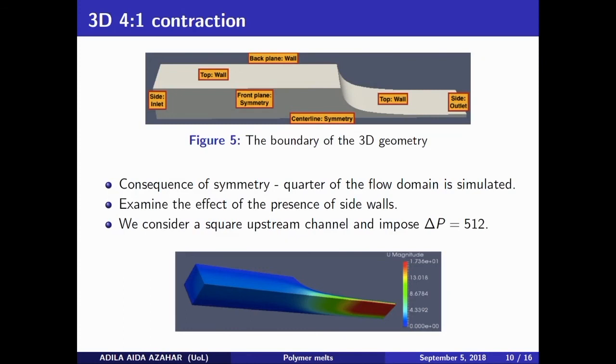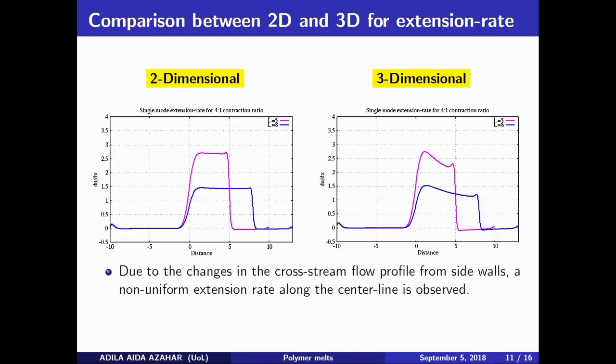For the 3-dimensional case one, we consider our channel to be square, and we impose a pressure drop of 512. This is the result comparing the 2-dimensional and 3-dimensional cases. In 2D we get a fairly uniform extension rate, but we are not able to get a uniform extension rate for the 3D case one. This is because of the cross-stream flow profile from the side wall.